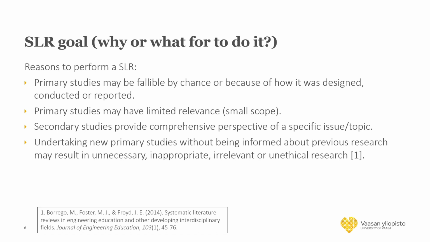On the contrary, secondary studies are more comprehensive, covering more scope than primary studies, and they consider what has been happening over a period of time. So when a new primary study is performed without being informed about previous research, or the state of the art, it may result in irrelevant papers or perhaps unethical research.